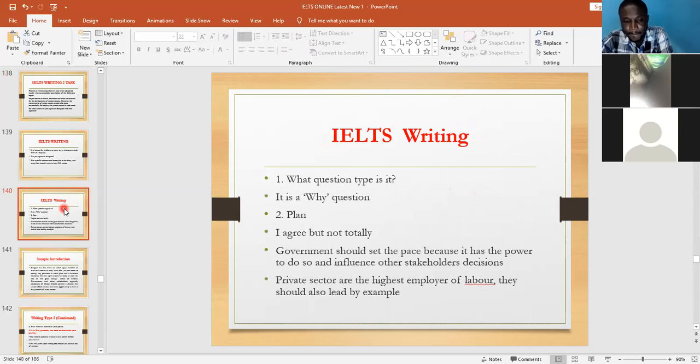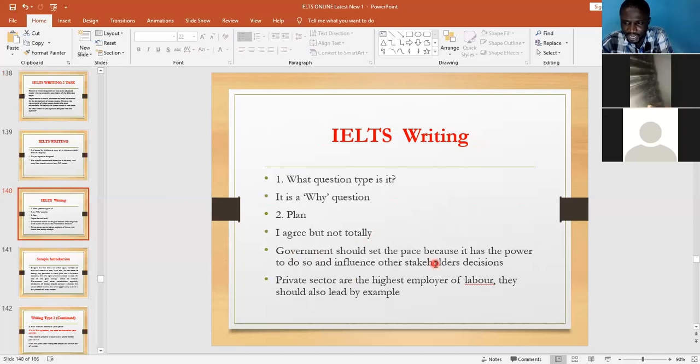I said the plan is, if it's a why question, you need to decide your position, then plan. I said I agree, but not totally. Yes, that was my own position. I agree that government should set the pace, but I also have other positions. My first point was government should set the pace because it has the power to do so.